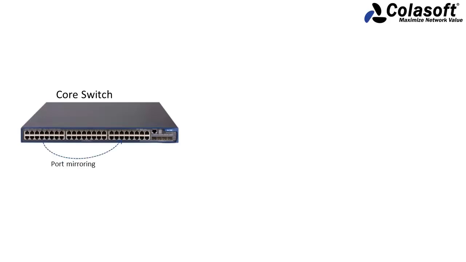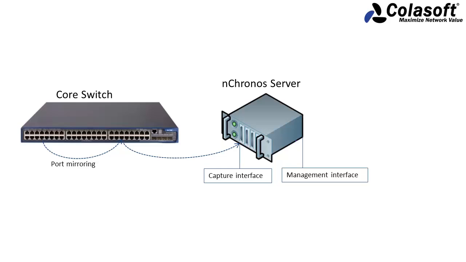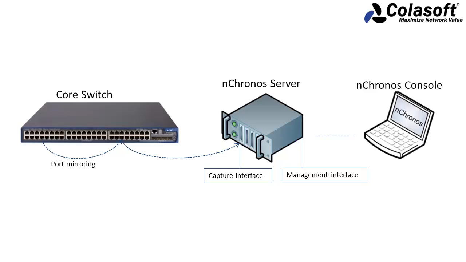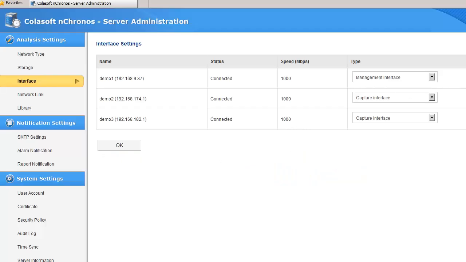Here is a more simplified deployment for nchronos. On the core switch, mirror the traffic to a mirror port. Connect the capture interface to the mirror port, and the management interface is for communication. In this example, I have an nchronos server which contains one management interface and two capture interfaces. The management interface has an IP of 192.168.9.37.